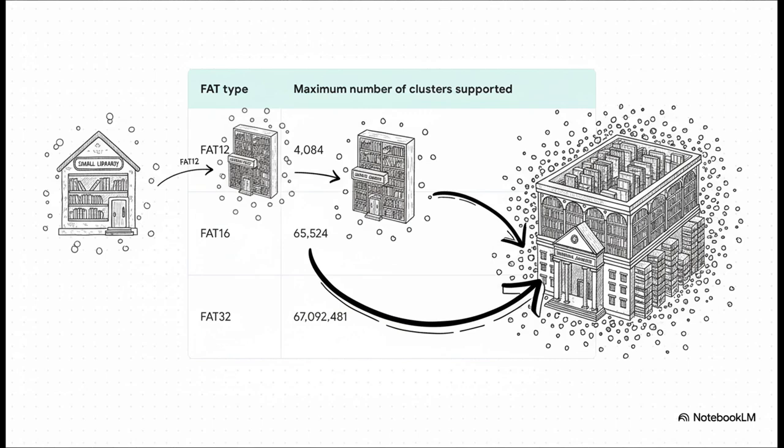Then FAT16 came along and bumped that up to over 65,000. A huge improvement. But then FAT32. It could handle over 67 million clusters. We're talking about the difference between a little local library and like a massive national archive.